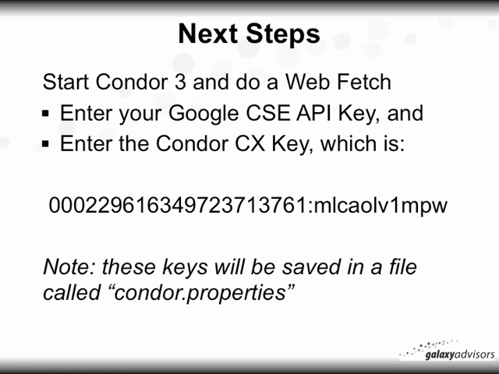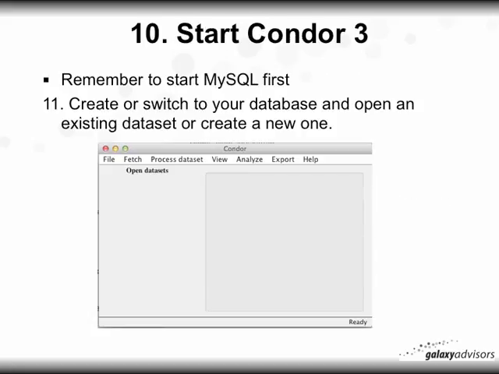So the next steps are we're going to start Condor 3 and do a web fetch. You're going to enter your Google CSE API key and enter the Condor CX key, which is shown below. Again, this key is located in the show more beneath the video description. And again, these keys will be saved in a file called condor.properties in your Condor folder.